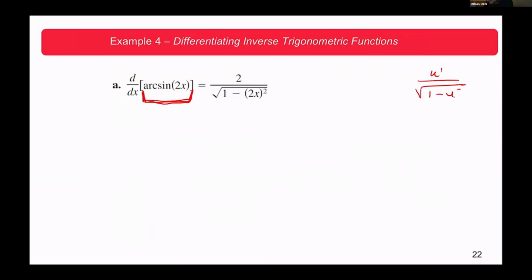Okay, who is u in this case? u is the inner function here. And who's u prime? Well, u prime is the derivative of 2x, right? If u equals 2x, u prime is just 2. So using this formula, u prime is 2, and in the radical you have 1 minus u squared, and since u equals 2x, you're talking about 2 over radical 1 minus 4x squared.